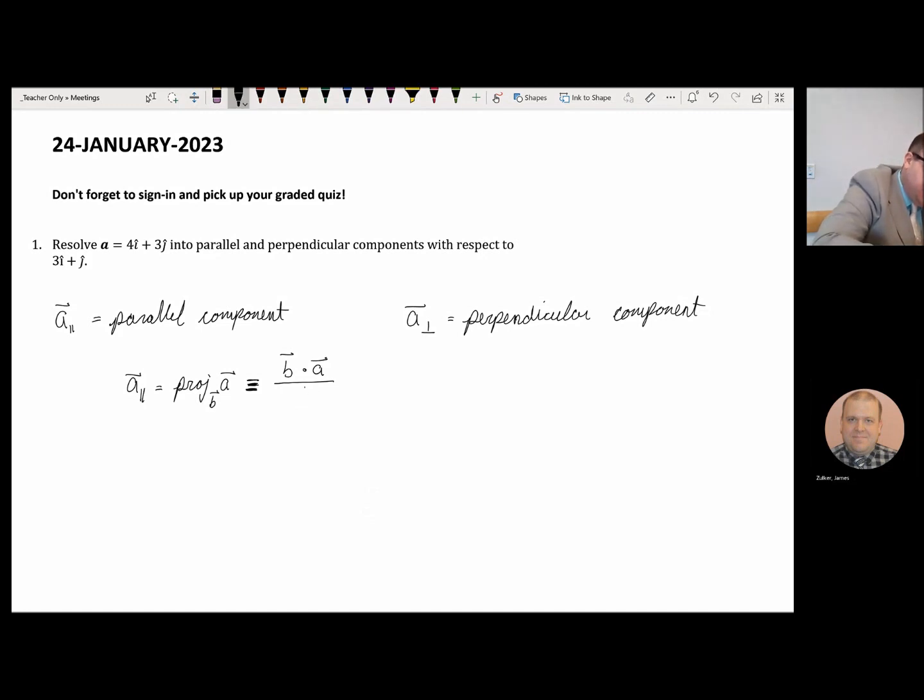I'm going to use my other notation. Dot product. Is the dot product commutative? It is, right? A dot B, B dot A, same thing. So the order in which you take the dot product does not matter. What you have to be aware of, though, is the denominator. It's the magnitude of the vector that we're projecting onto, right? In this case, we're projecting A onto B, and then times the vector that we're projecting onto.